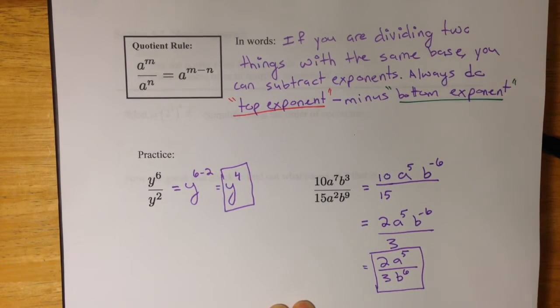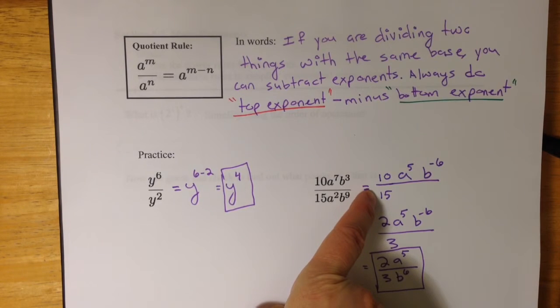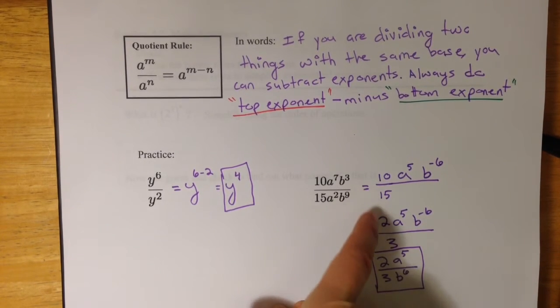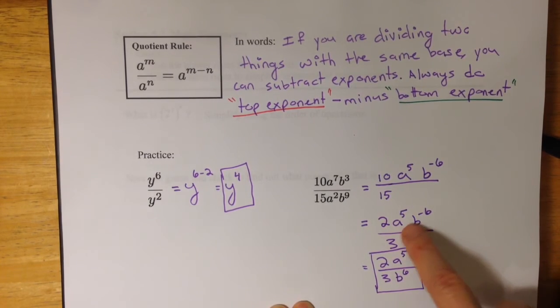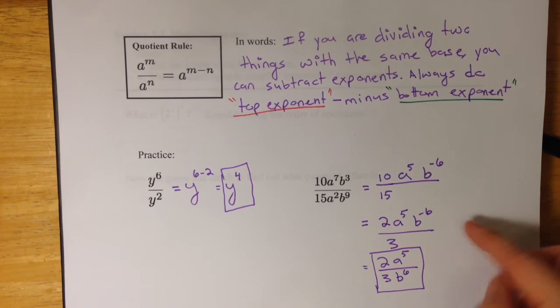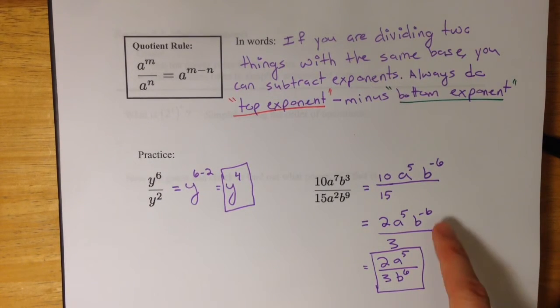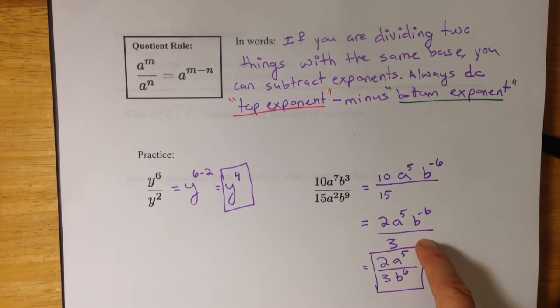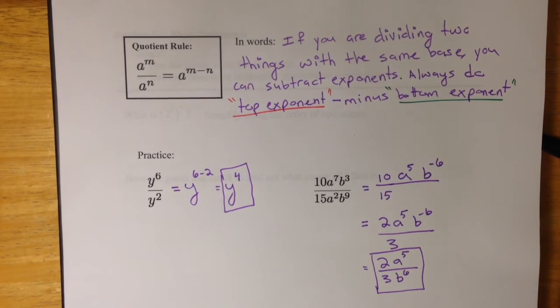Now I'm going to start simplifying this even more. If I have 10 over 15, I can reduce that fraction to 2 over 3. And then I've still got the a to the 5th and the b to the negative 6th in the numerator. Finally, I'd like that b to the negative 6th to actually have a positive exponent, so I move it to the downstairs part of the fraction, which leaves me with 2a to the 5th over 3b to the 6th.